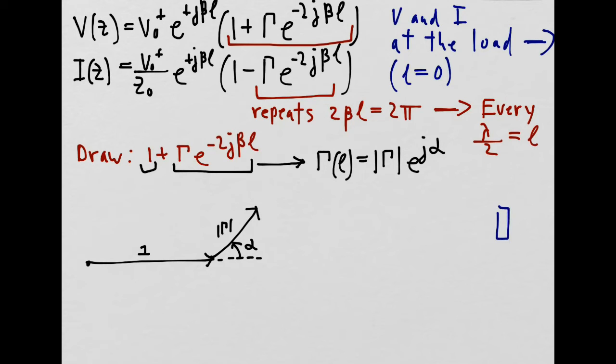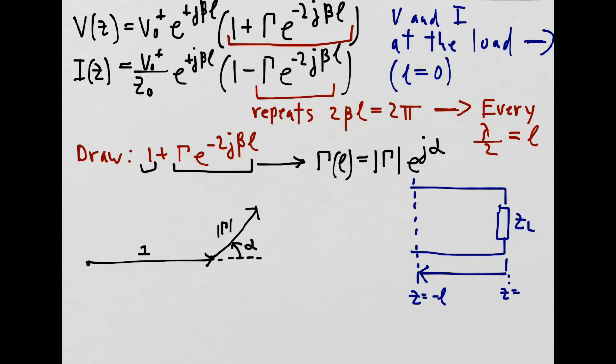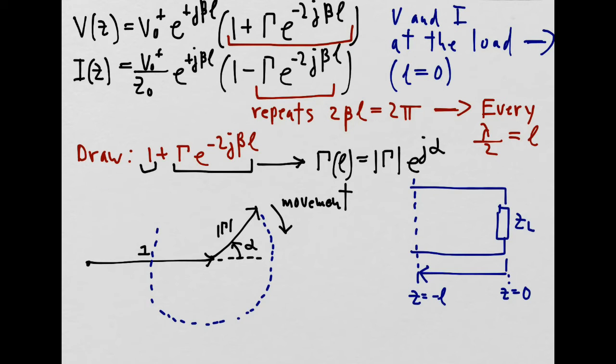Now let's draw a little circuit diagram with a load impedance ZL, showing that we are moving on the transmission line away from the load impedance to a location of Z, and as Z goes negative, L goes positive. Okay, now as L increases, the vector gamma of L moves counterclockwise, because as L increases, alpha decreases, and it moves in a circle counterclockwise.